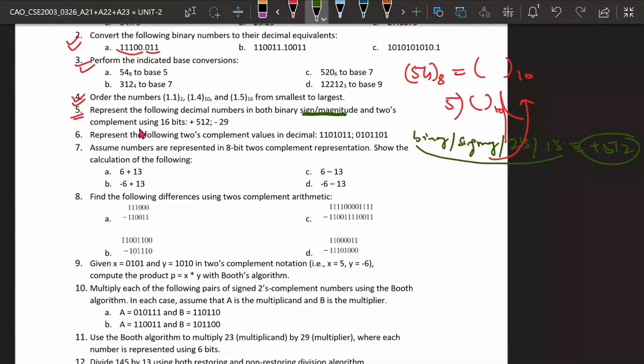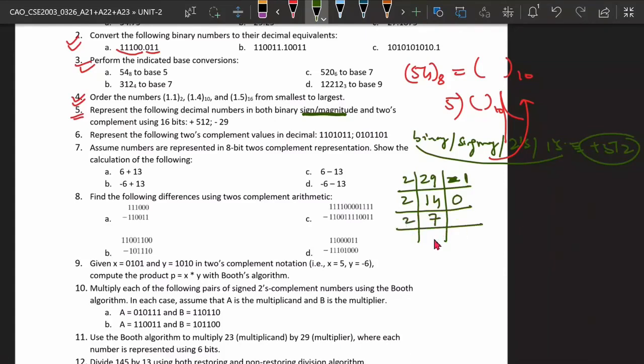So if -29 is there, we will first take 29 and convert it into binary. To convert it into binary, we will be dividing it by 2. So 2 times 14 is 28, and the remainder is 1 here. Then we divide by 2 again. So it will be 7, and the remainder will be 0.